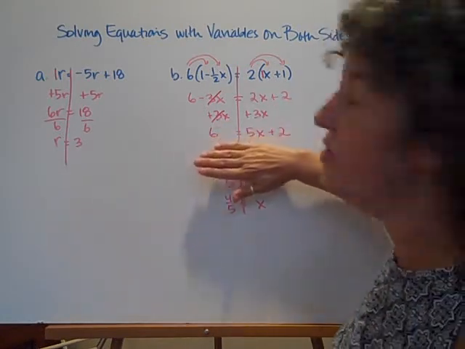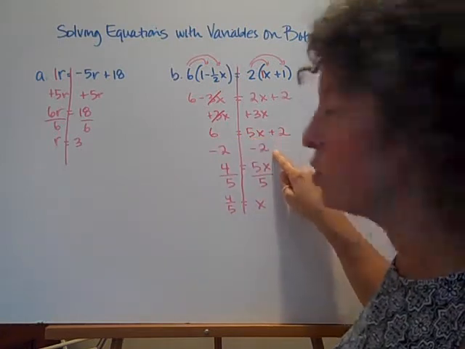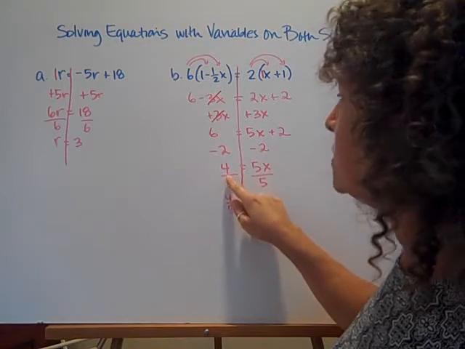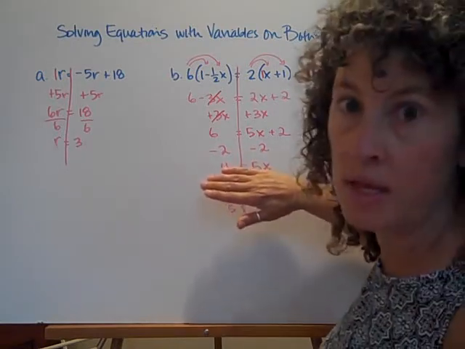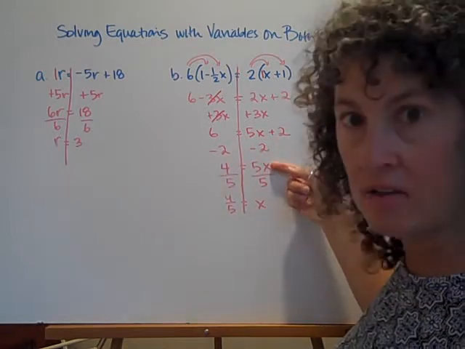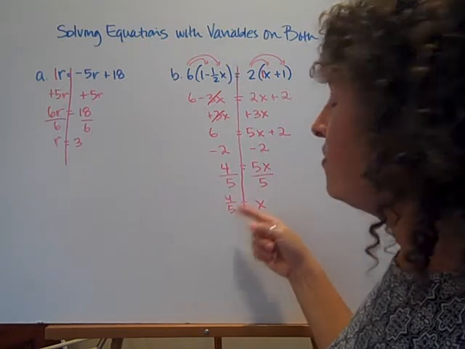This should look familiar. We've seen this. So from here, I'm going to leave the 5x alone. I want to get rid of the adding 2 by subtracting 2. So I end up with 6 minus 2, which is 4. And from here, I don't have much choice about what to do. I need to get the x by itself. So I want to divide by 5, since we're multiplying by 5. Divide by 5, and I end up with 4/5 equals x.